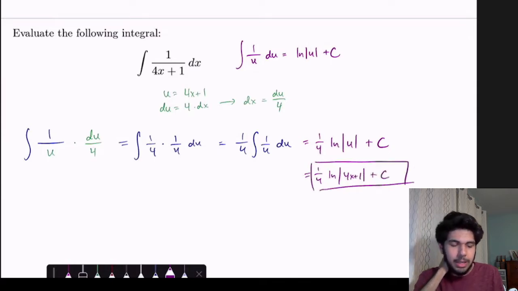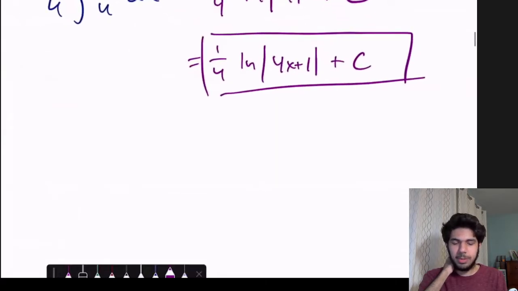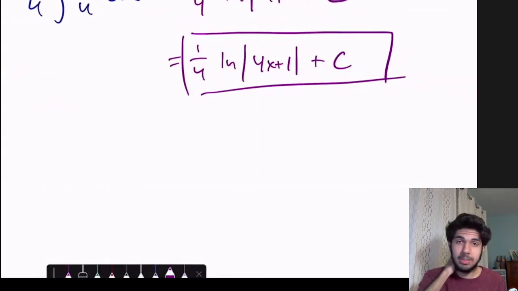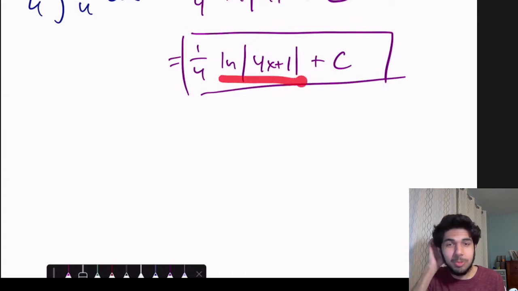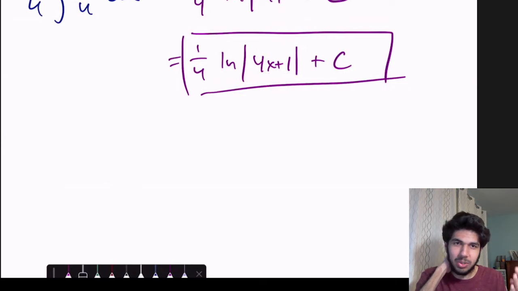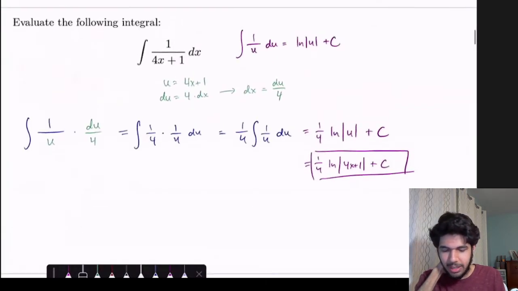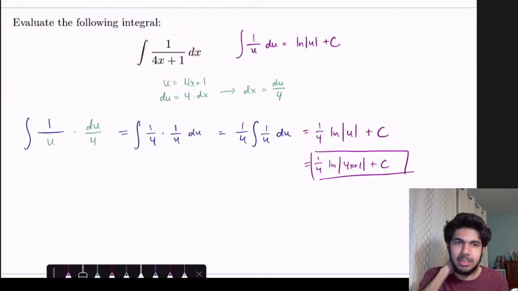And that's our answer. And to check this, we can do a test of taking the derivative of it and seeing if we get the integrand. So let's try to take the derivative of this in our head. So it would be 1 over the quantity 4x plus 1, and we multiply that by the derivative of the inside, which would be 4. So 4 times 1 over 4x plus 1. But that 4 cancels with this 1/4, so we're just left with 1 over 4x plus 1, and that is what we had as the integrand. So it's always good to do that double check.